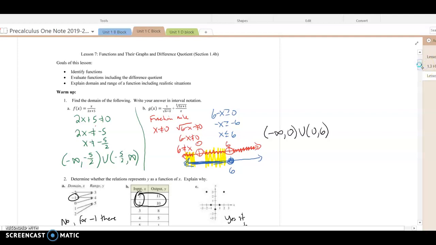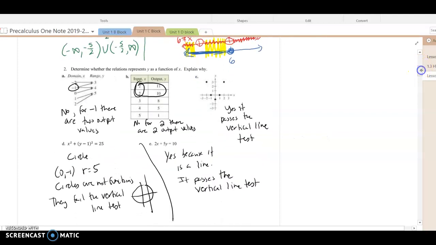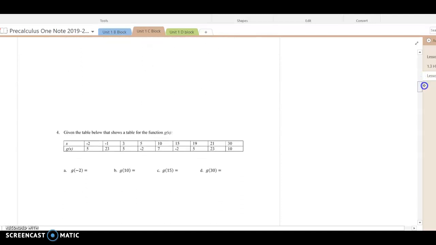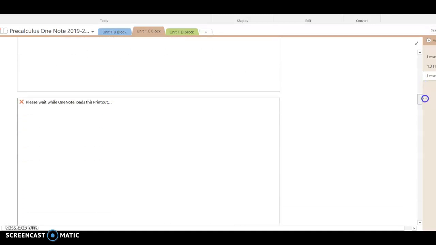Here are the answers to warm-up number 1. Here are the answers to warm-up number 2. Warm-up number 2 is on function notation. Warm-up 3 and 4 you will come back to later after you've learned part of the lesson.